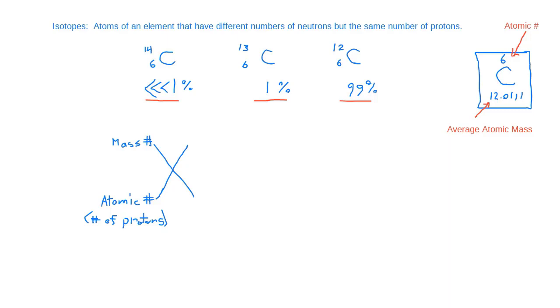Now how do you figure out what the mass number is, or how do you figure out what the number of neutrons is? Well, there's this nice little equation you can use to calculate it. And that equation is this: the mass is equal to the protons plus the neutrons.